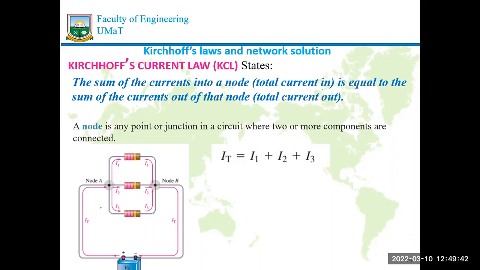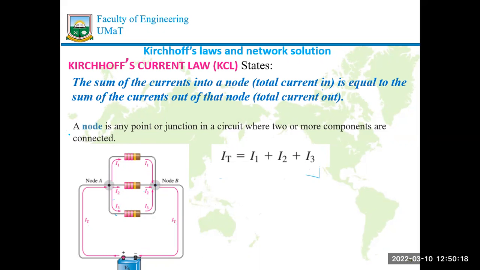Okay, so as we see here, we have IT. IT gets to node A, splits. So we can say IT is equal to I1 plus I2 plus I3 because it has split into those three currents. In the same way, if we look at node B, I see that I1, I2, and I3 are all flowing into a node. And that will be equal to the sum of current moving away from the node, which is IT.